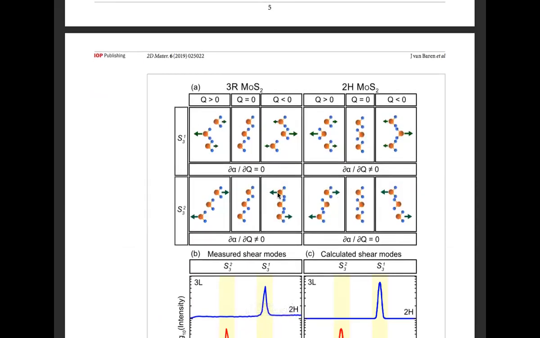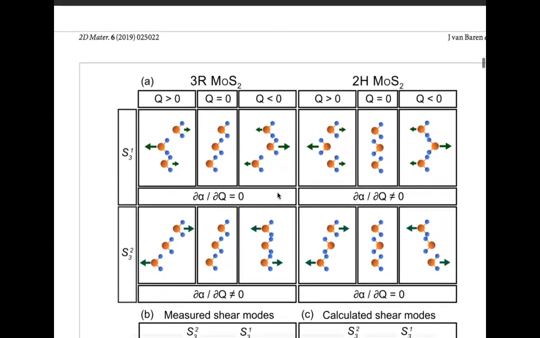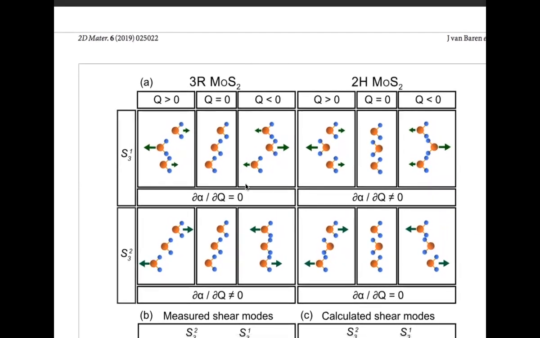Okay, so you see this cartoon again? I like using this kind of cartoon. So this is on a trilayer MoS2, 3R and 2H. So you have this displacement. This is a 3R. If you do a vibrational mode like this, so you can see. Can someone tell whether this is Raman active or not?